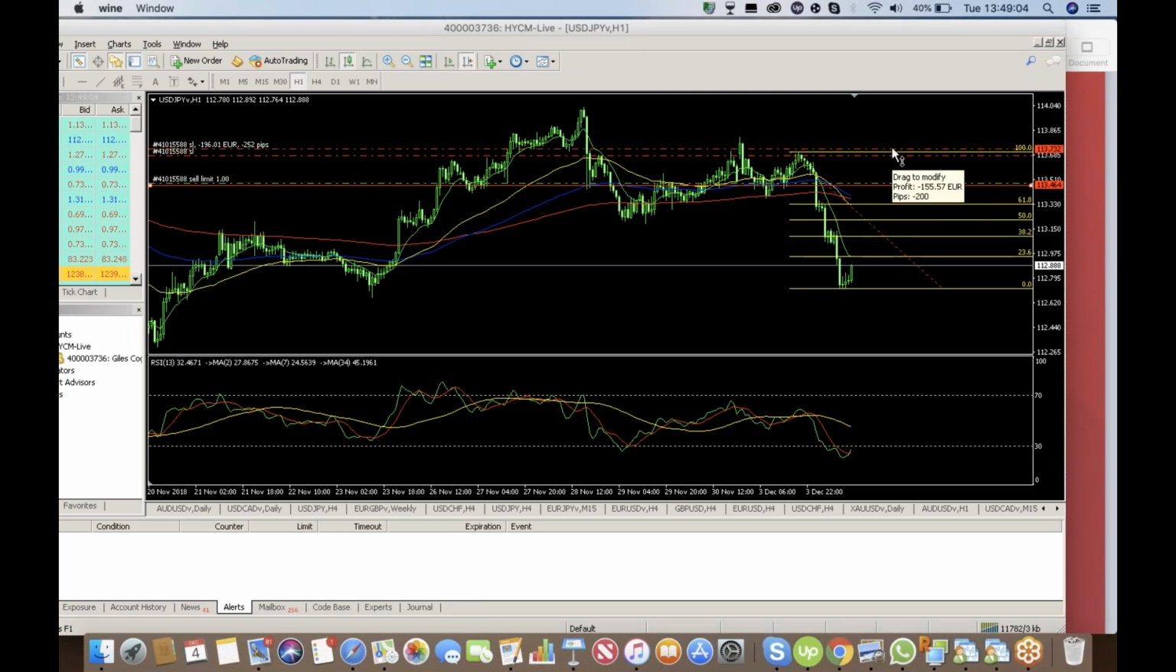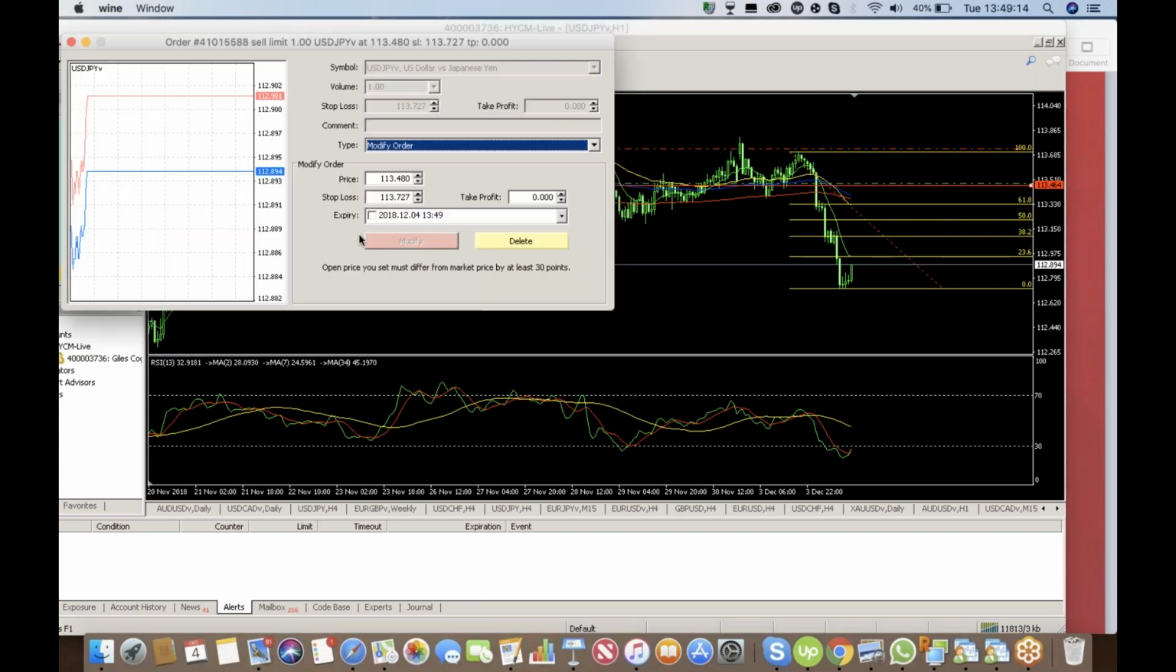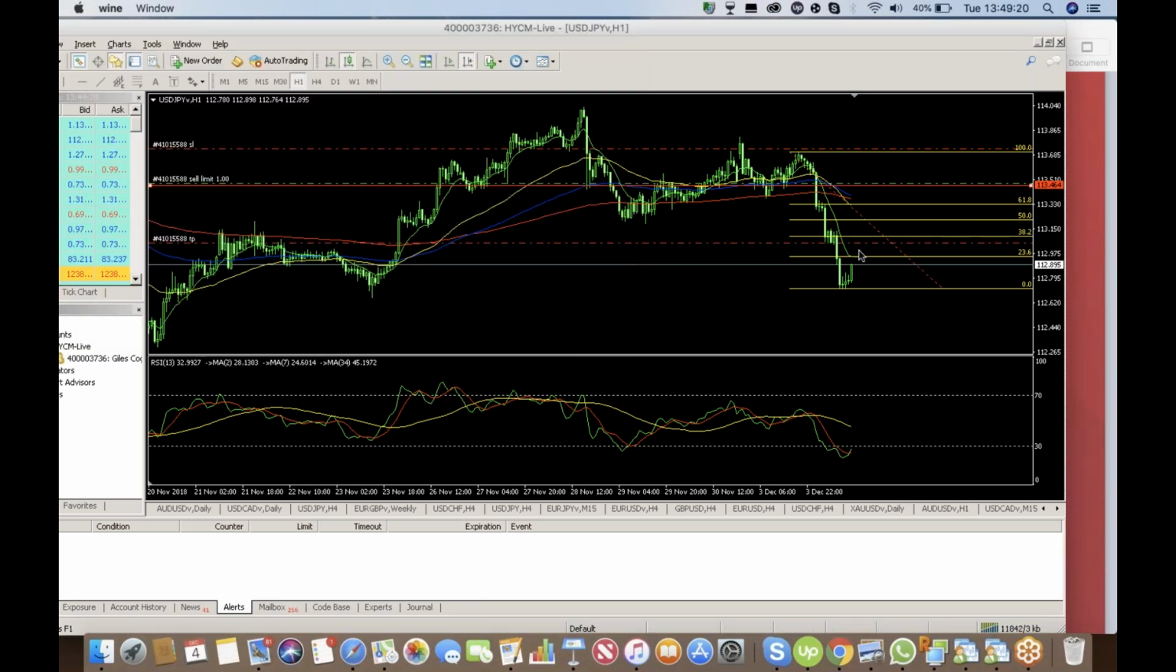Allow for the spread, and what I'd be looking at doing is taking profit around 113.05, just above that big round number, 113.05. I'll go a little bit further down. That would be what I'd be looking at there.